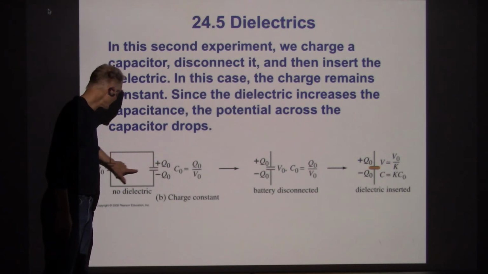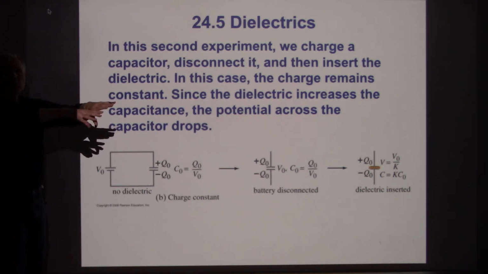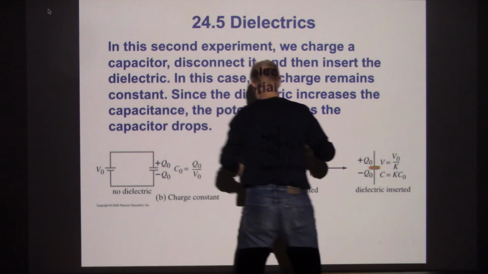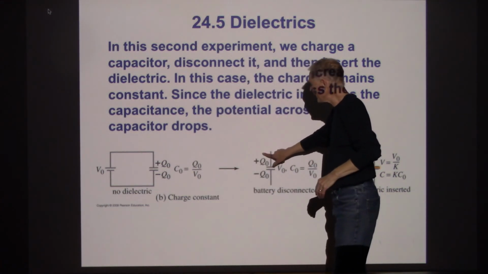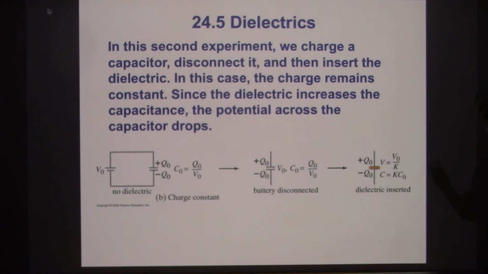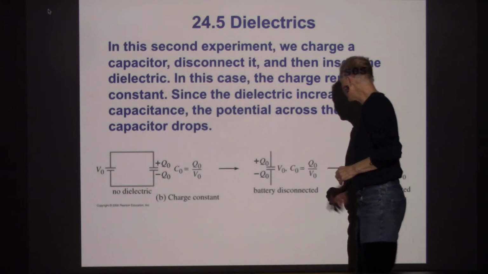Now, when I left it connected to the battery, that meant that the battery could bring charge back or supply more charge, and the voltage would stay the same. But in this example, we've disconnected it, and that means this charge is isolated. It can't go anywhere. There's no battery to provide more charge or to pull charge back. So it's the voltage that will be affected this time.